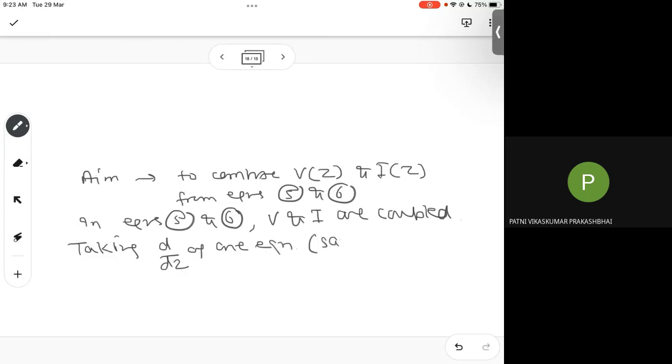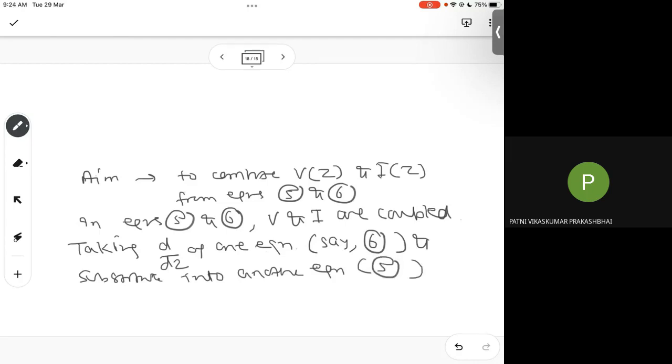Let's say I pick equation number 6 and substitute into another equation, which is number 5. So pick one of these equations, take the d by dz of that equation and substitute into the other equation. I will take the d by dz of equation 6 and substitute into 5.